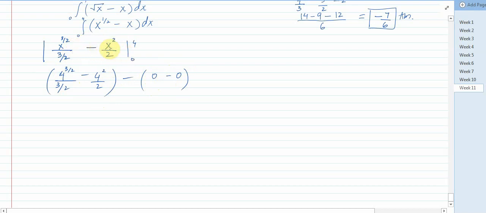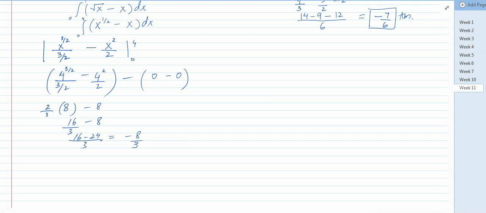So 4 to the power 3 upon 2 will be 8, and the denominator 3 upon 2 will be 2 upon 3, minus 4 square is 16, 16 upon 2 is 8. So 2 8s are 16 divided by 3, minus 8. Taking LCM, 16 minus 24 will be minus 8 divided by 3, and that is your final answer.